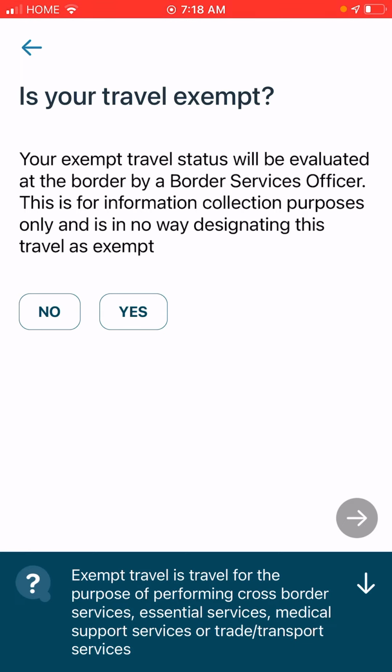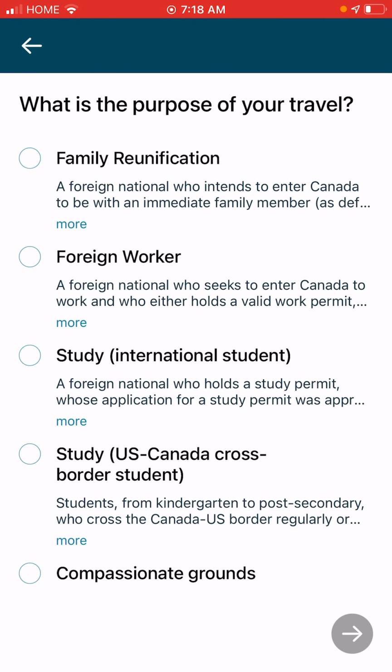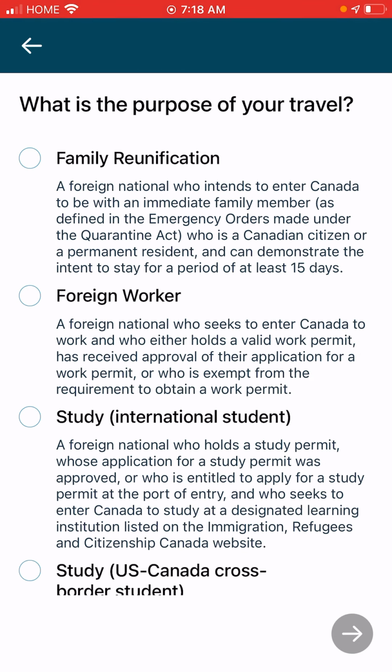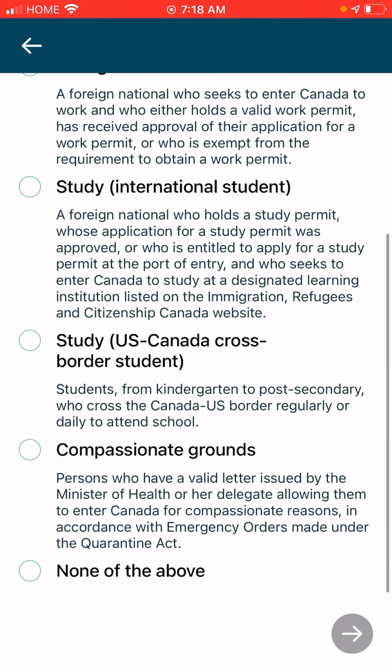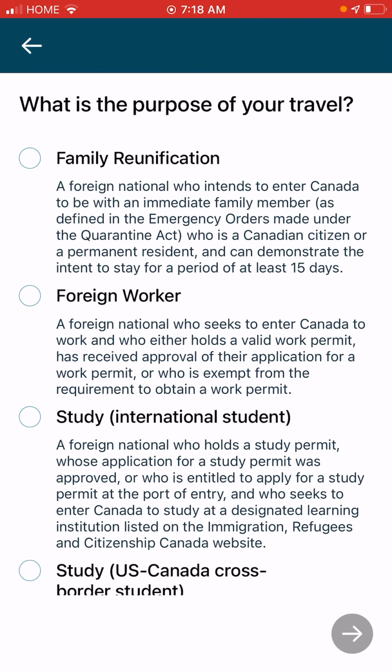Is your travel exempt? So for a sponsored spouse, no. Then it asks which of these categories you qualify for. So family reunification: a foreign national who intends to enter Canada to be with an immediate family member who is a Canadian citizen or PR and can demonstrate the intent to stay for a period of at least 15 days. So when you are a sponsored spouse, you are a spouse of either a Canadian citizen or PR, because only citizens and PRs are allowed to sponsor their spouses. And when you immigrate, you stay for a long time. So the first condition is met.